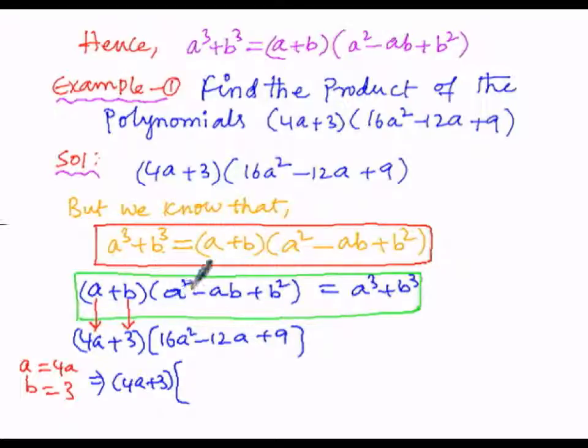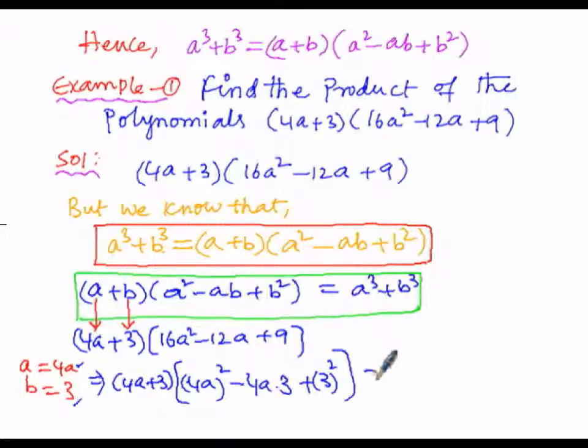a square, where the value of a is 4a, is 4a whole square, minus ab, where a is 4a and b is 3, plus b square, where b is 3. Now let us check whether it is in a similar manner or not. Your 4a plus 3 is the given first expression. The second polynomial is 4a whole square, 4 4s are 16, so 16a square, minus 4 times 3 is 12 into a, 12a, plus 3 square, which is 9. So it is in the form of a plus b into a square minus ab plus b square.